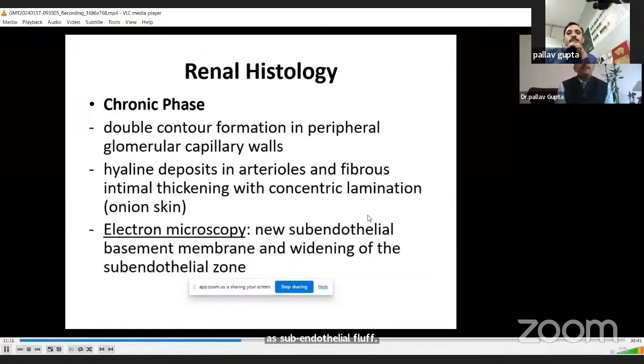In the chronic phase, we can see double contour formation in the peripheral glomerular capillary walls, hyaline deposits in the arterioles, and fibrous intimal thickening with concentric lamination may also be seen. On electron microscopy, we can see new subendothelial basement membrane and widening of the subendothelial zone. So this is, in general, the histomorphological feature of post-transplant TMA.